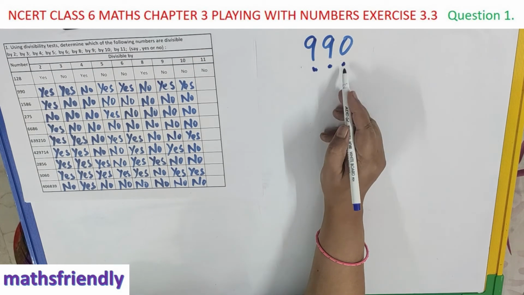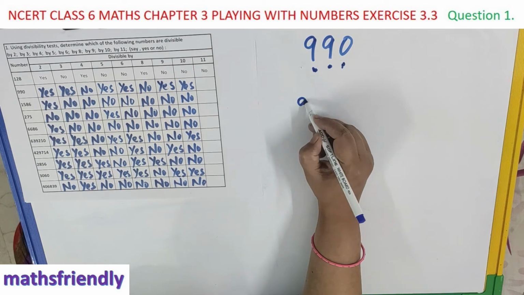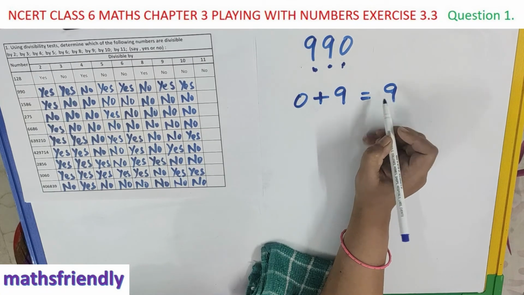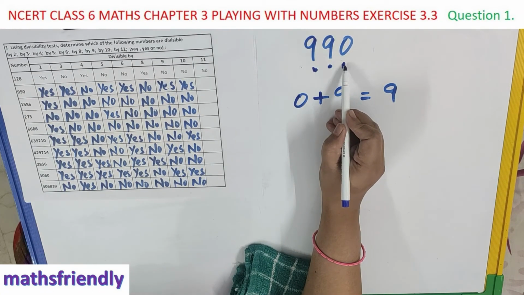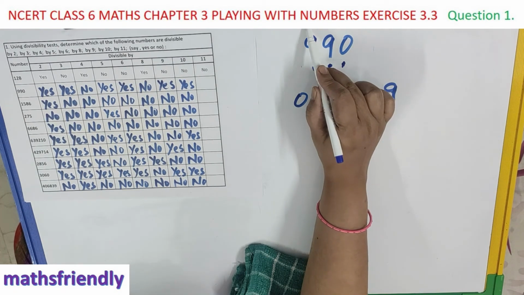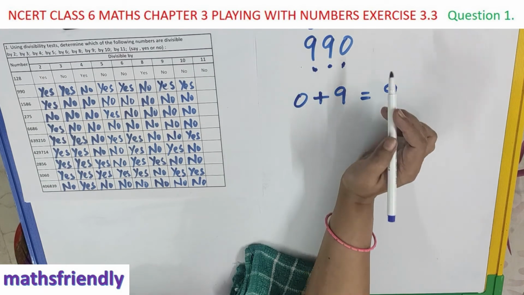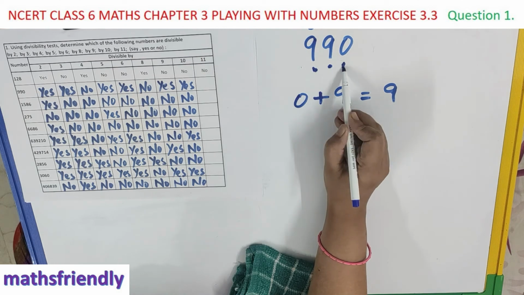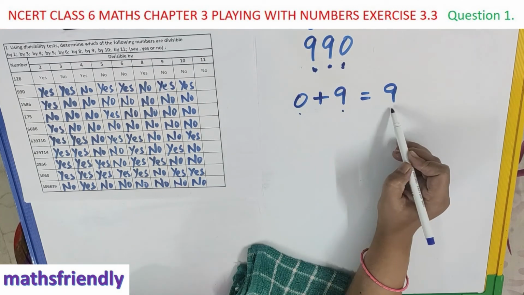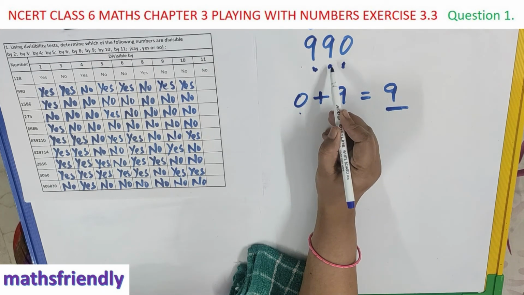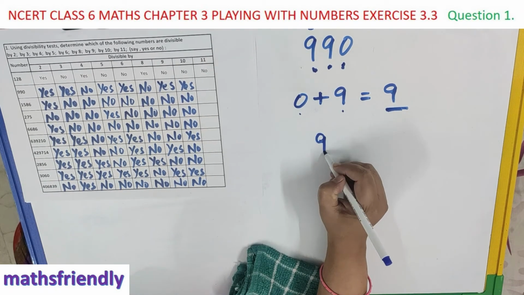Okay, so we have to add the digits at odd places. So 0 plus 9, what is that? It is 9. Means what we did, we added the digits at odd places, 1 and 3, 0 and 9, we got 9. What is the digit at even place? The digit is 9.